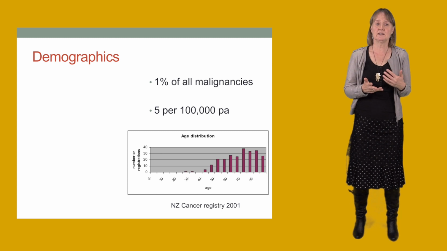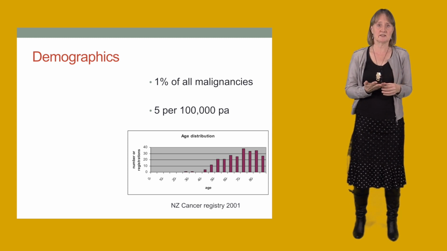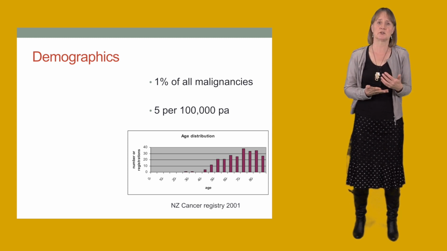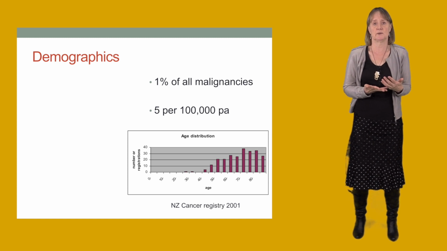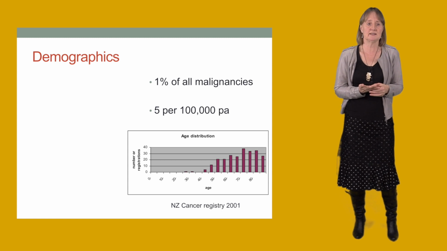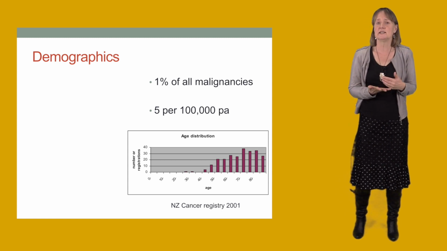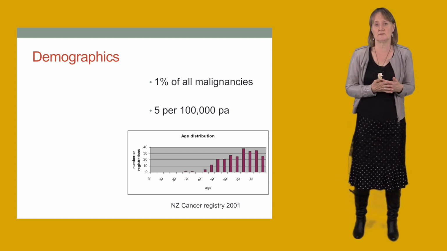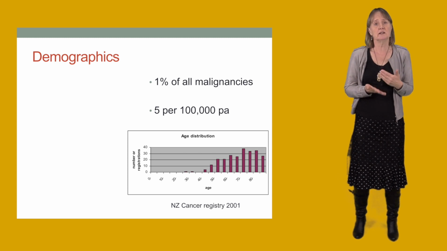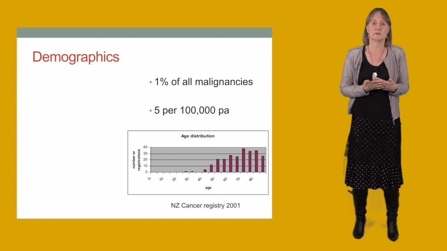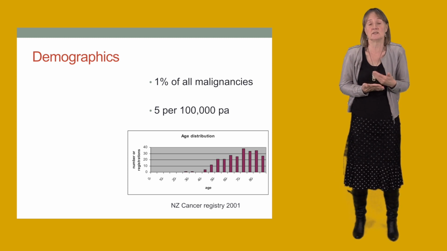The graph here is actually New Zealand data from the Cancer Registry, and it shows the age distribution of new diagnoses of myeloma. So you can see that it's not a pediatric disease, and the median age for presentation is around 65 years. There are, however, a few cases that are diagnosed very early, and there are rare cases of myeloma being diagnosed even in teenage.